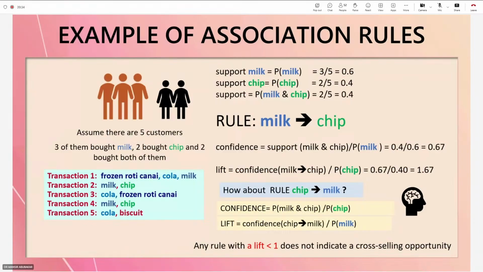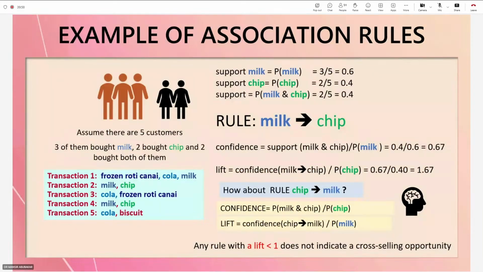You can see in transaction 1, we have milk. Transaction 2, we have milk. And then transaction 4, we have milk again. That means milk appears 3 times out of these 5 transactions. So the support of milk is going to be what? The probability of the occurrence of milk here, which is going to be 3/5, which is 0.6, for example.